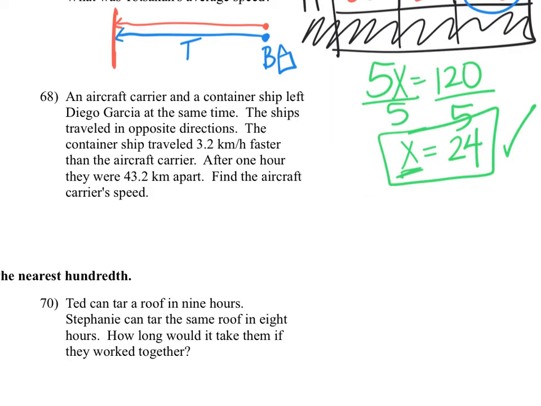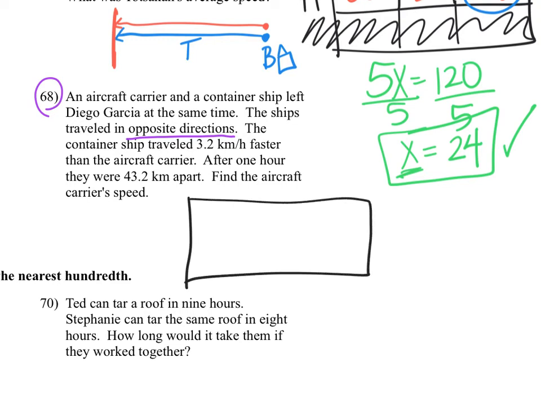Okay, so let's do one that is actually in opposite directions. Then we'll do 68. An aircraft carrier and a container ship left Diego Garcia at the same time. The ships traveled in opposite directions, so that's important information. The container ship traveled 3.2 kilometers an hour faster than the aircraft carrier. So just like before, we're going to start with our chart. I'm going to have rate times time equals distance, and I'm going to have an aircraft carrier and a container ship.